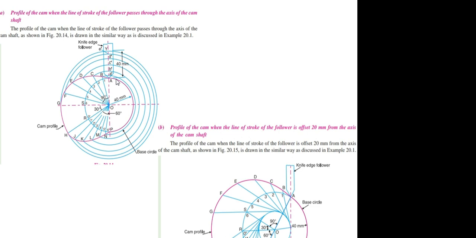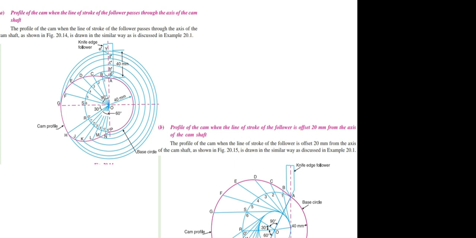So the base circle radius of the cam is given, that is 40 mm. Draw one base circle with a radius of 40 mm. Represent the vertical and horizontal axis of the cam by drawing dotted lines. Here, capital A is the initial position of the follower when the follower is in rest position. So show here a knife edge follower.